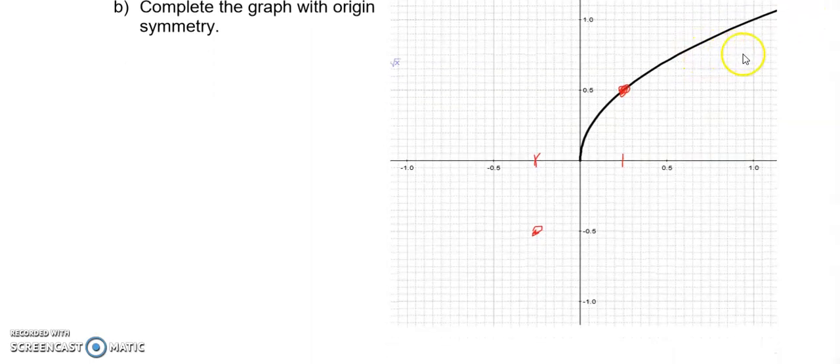Let me just move down a little. Let's pick out a few more. Let's try, I can see 1. Look at that. (1, 1) is another point on that graph. So at (-1, -1), there is a point on the portion of the graph that's symmetric with respect to the origin. And you can get a few more.